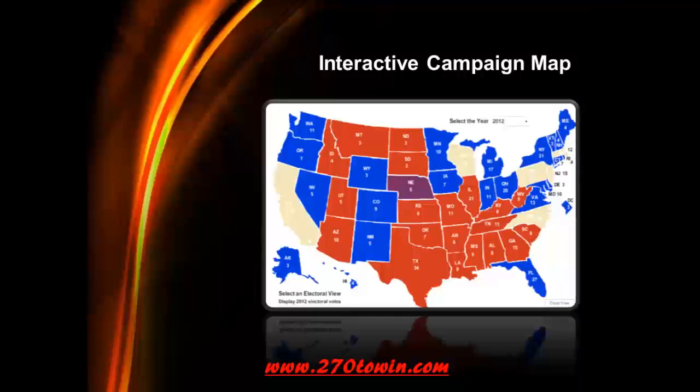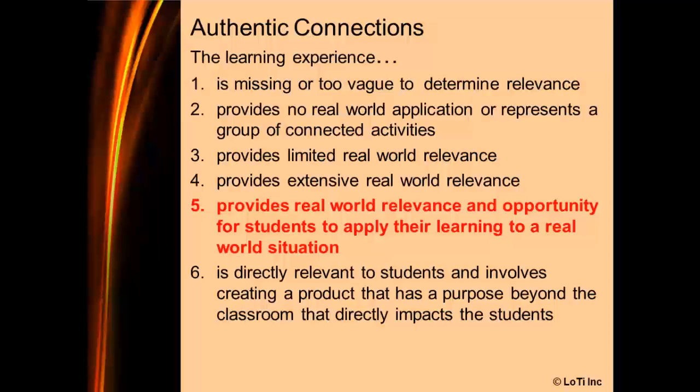The website 270 to Win provides an opportunity for students to look at historical data as well as what might happen if specific states flipped during an election. In this context, the authentic connection provides real-world relevance and an opportunity for students to apply their learning to a real-world situation. Since students don't vote themselves, there is less direct impact on their lives.